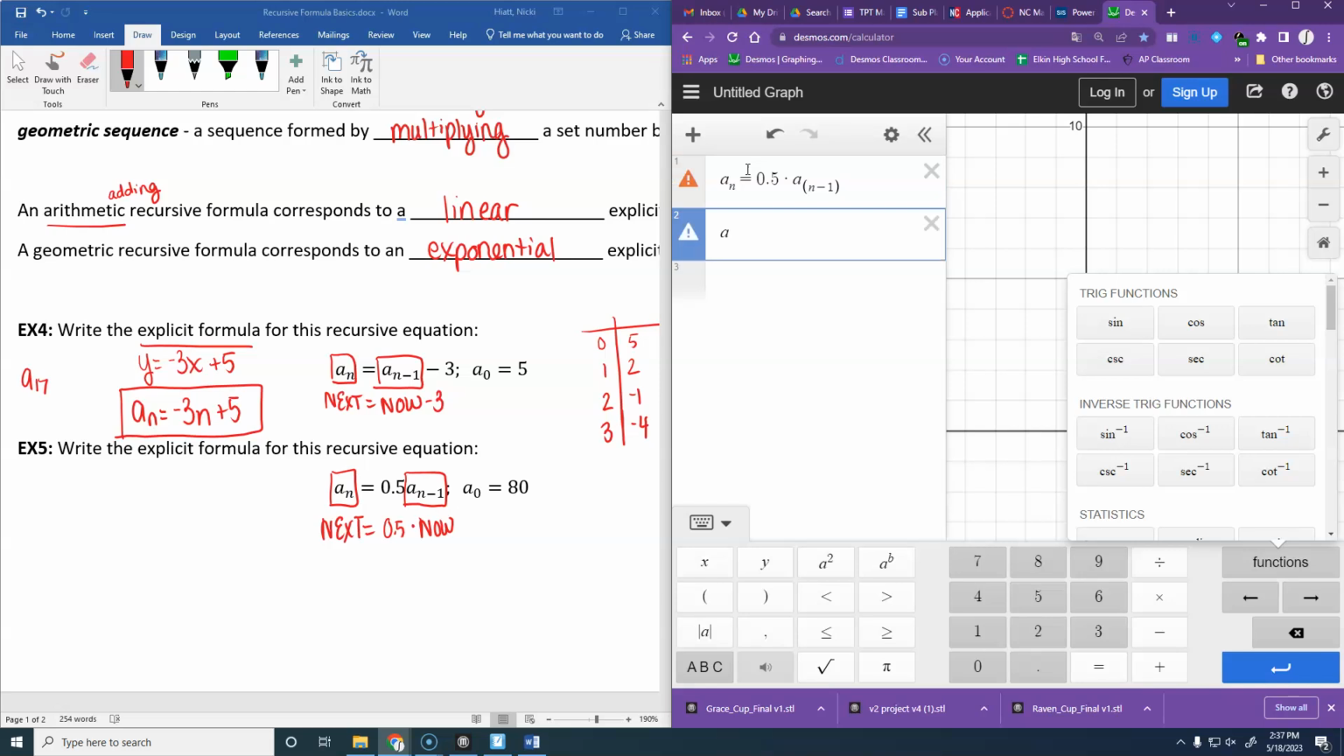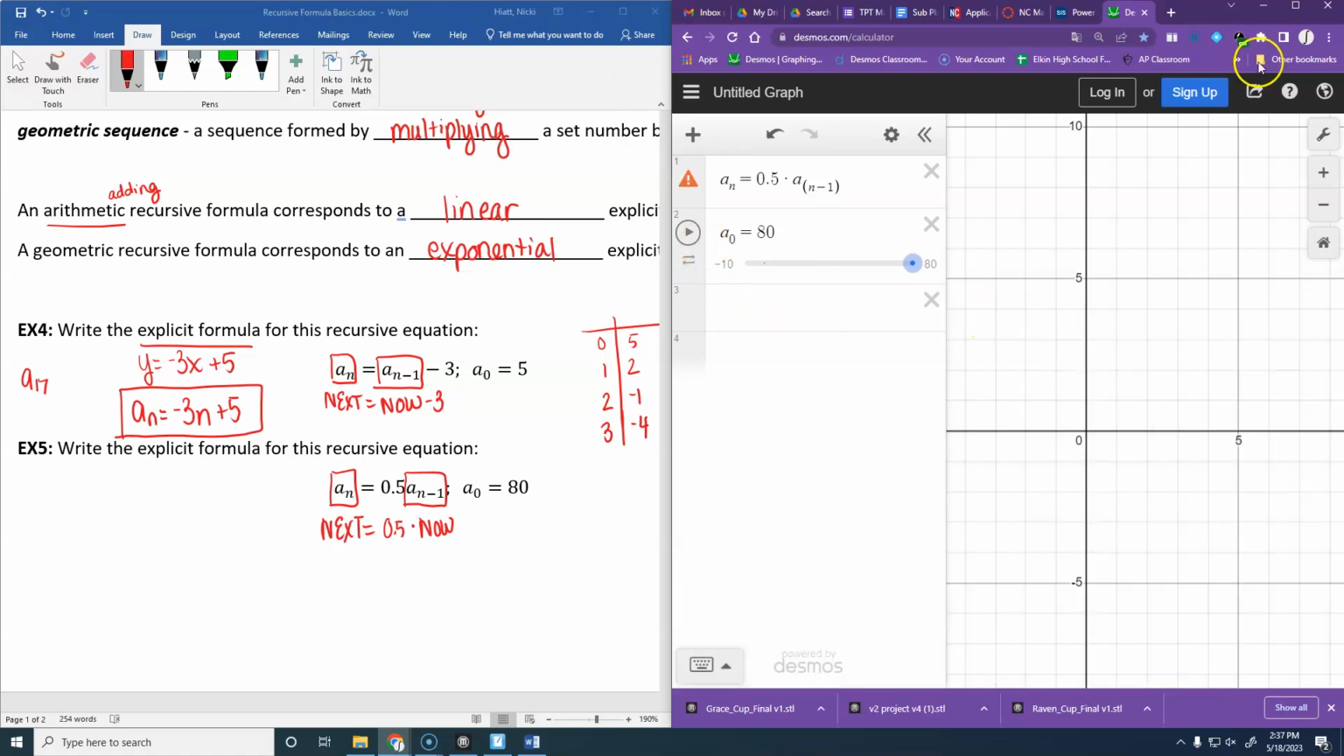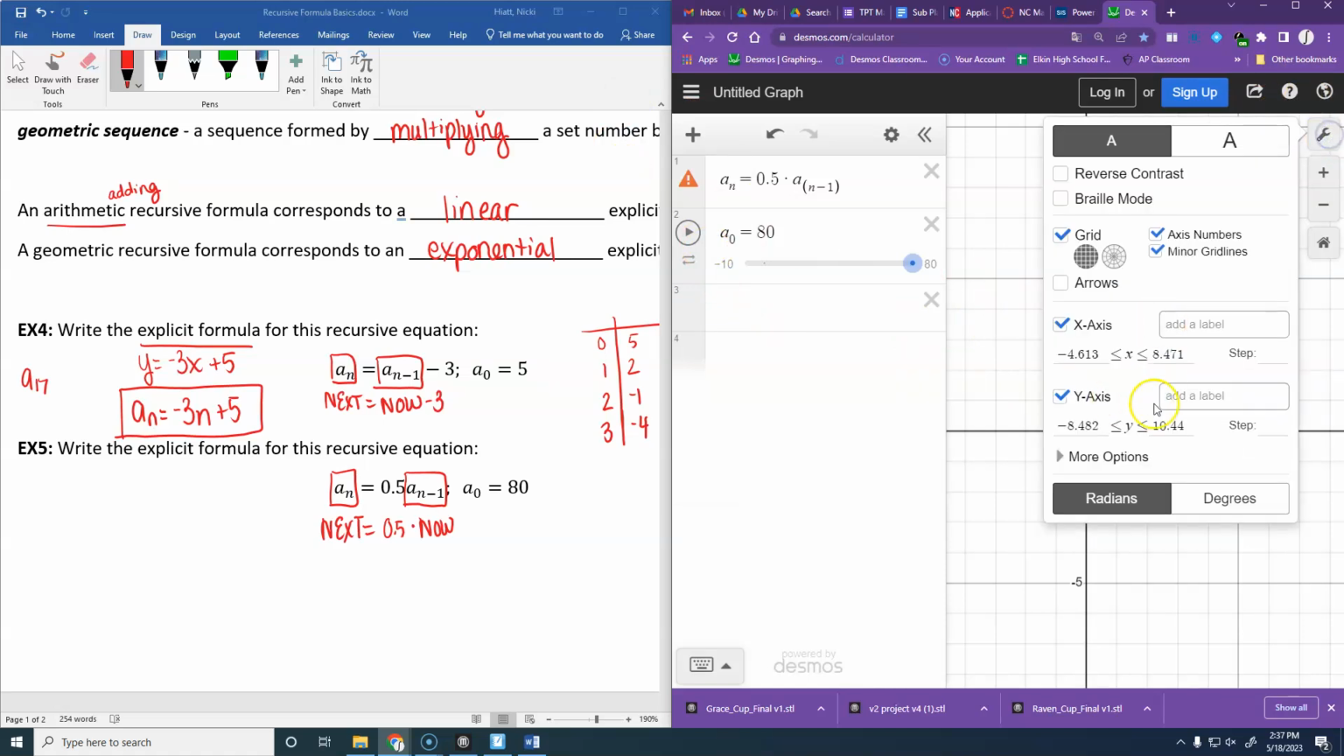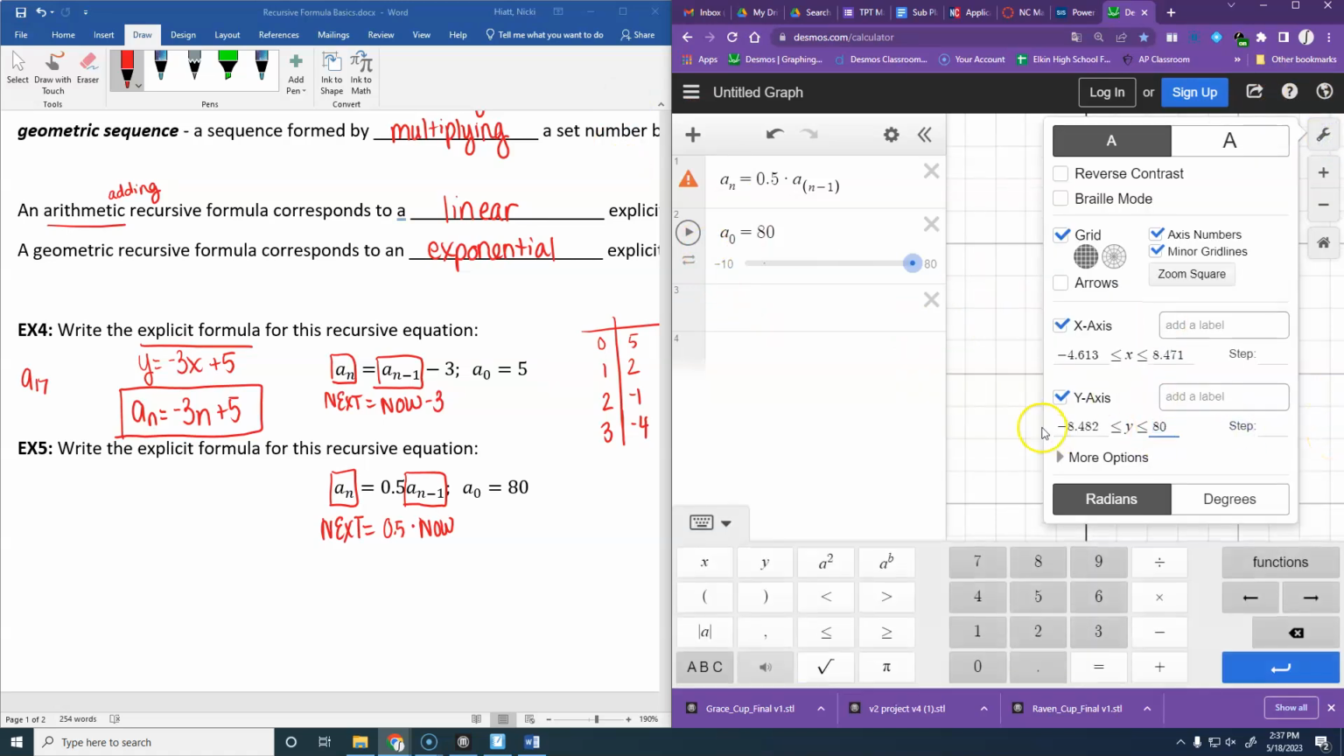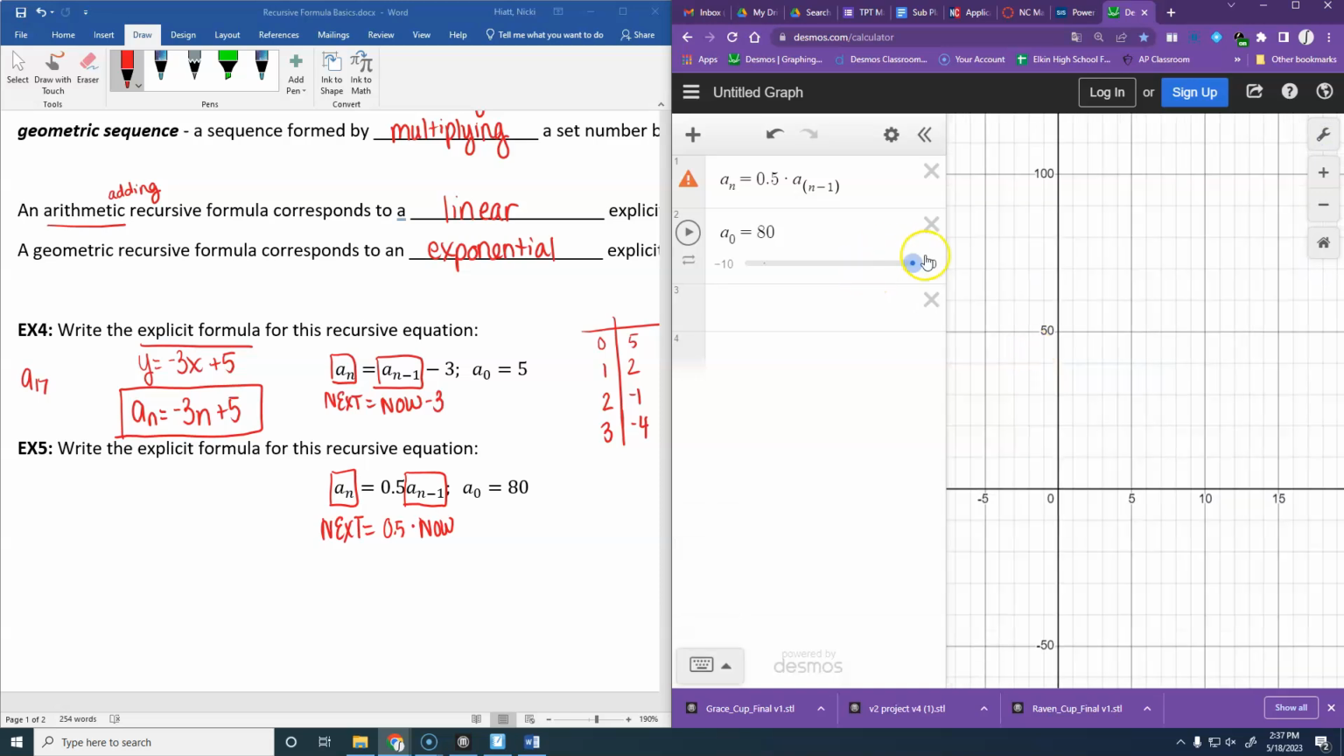A sub 0 equals a. I don't think that works. Even though it is 80, let's zoom out and make sure it's not there. I don't think so. No, it's not. It won't graph recursive. I was really thinking we might have found a loophole if that was the case, but it will graph that answer to see if it fits your points. So that can be helpful.